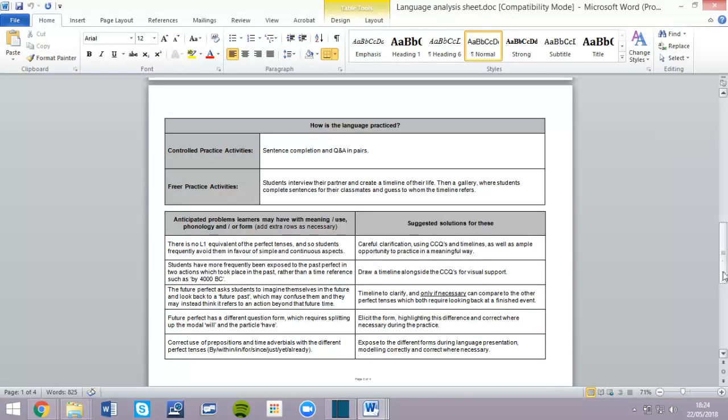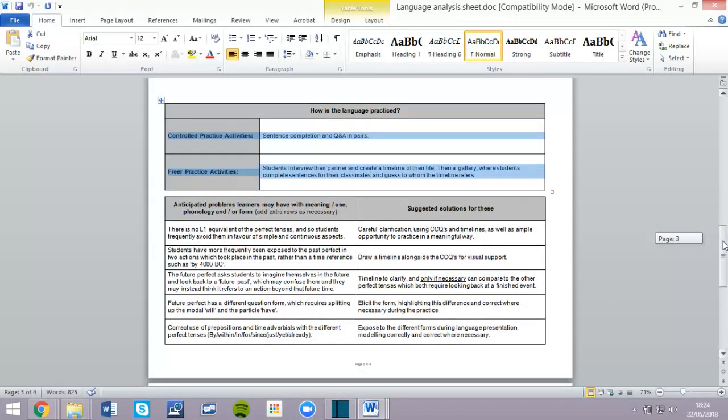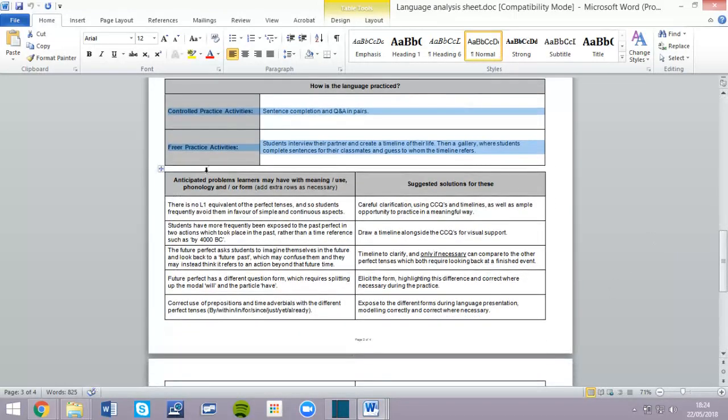On the final sheets, stages for the controlled and freer, and finally some anticipated problems. Okay, so again, this needs to be thinking about the meaning, the form, and the pronunciation, and suggesting some solutions for these problems. Sometimes it might be a case of just saying, only if necessary.